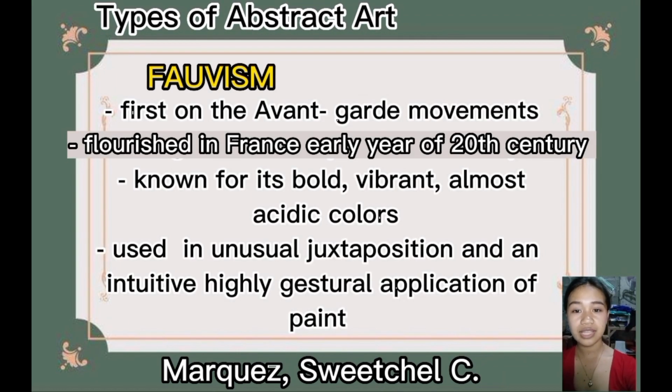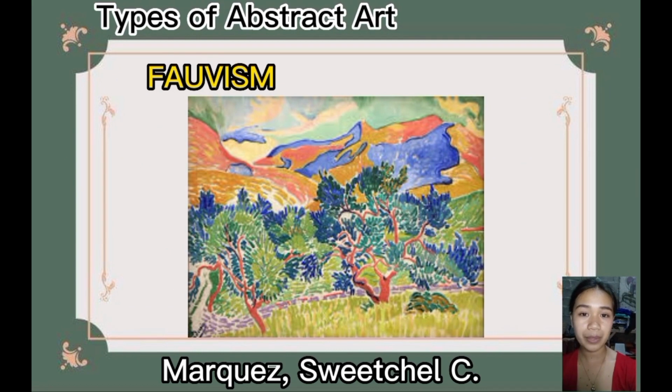Fauvism was the first of the avant-garde movements that flourished in France in the early years of the 20th century, and was known for bold, vibrant, almost acidic colors used in an unusual juxtaposition and an intuitive, highly gestural application of paint. Here is an example of a Fauvism painting.